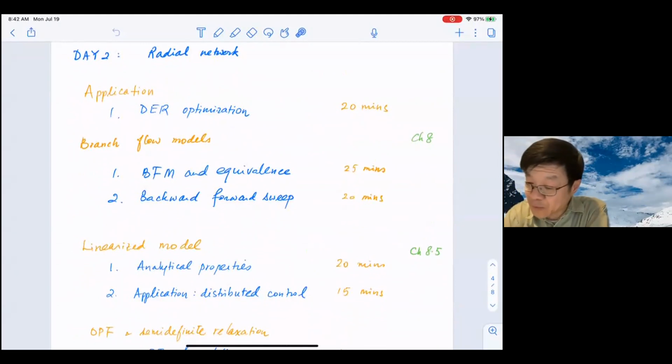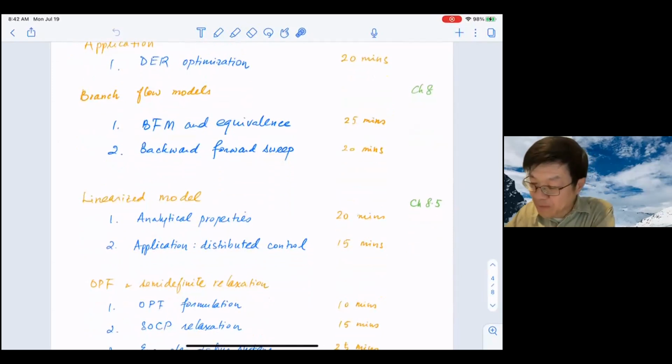And then I will talk about the branch flow model, which is another class of power flow models. And in what sense is this set of models equivalent to the models that we cover in day one? One nice thing with radial networks is that you can compute power flow solutions extremely efficiently using this backward forward sweep method. And that's useful not only in solving power flow but also in OPF. So we use that in the applications that I talked about at the beginning of day two, DER optimization. So I describe what the backward forward sweep algorithm is.